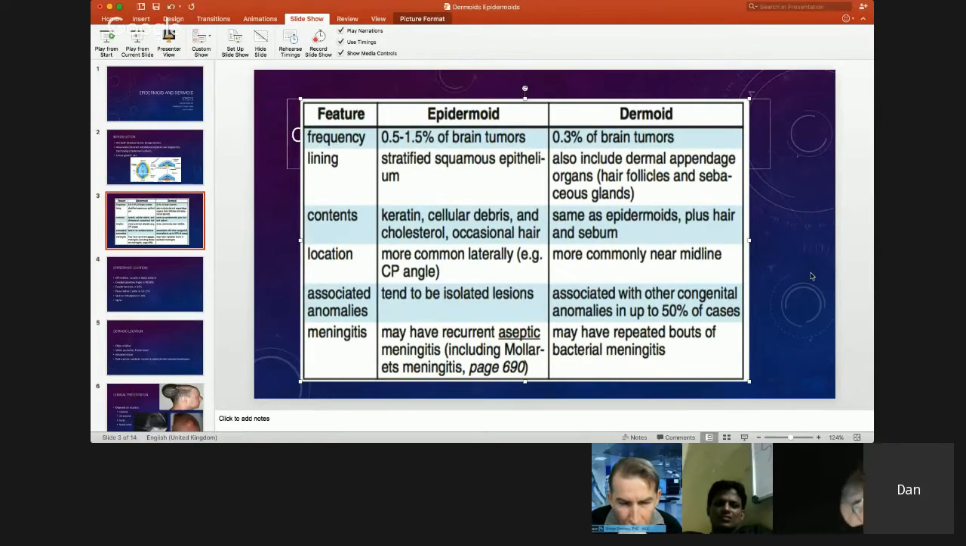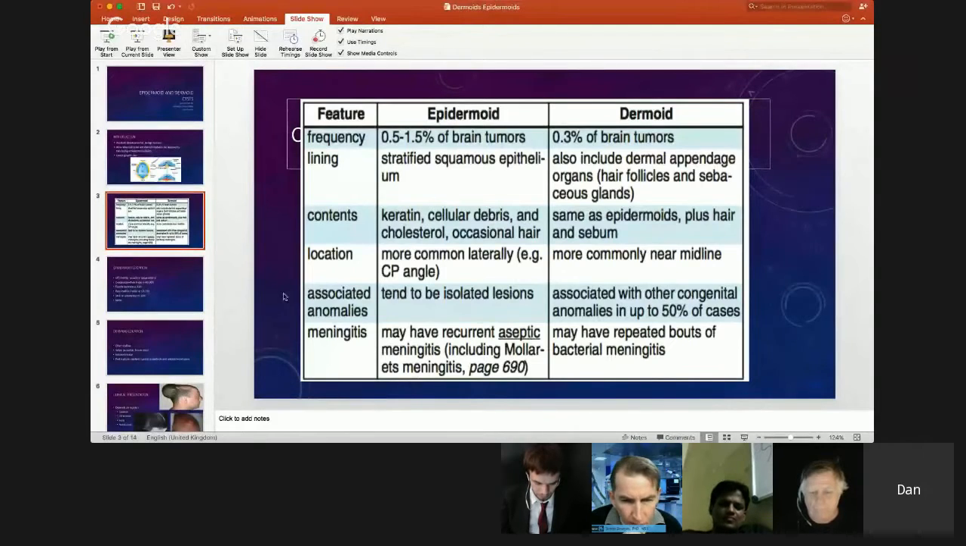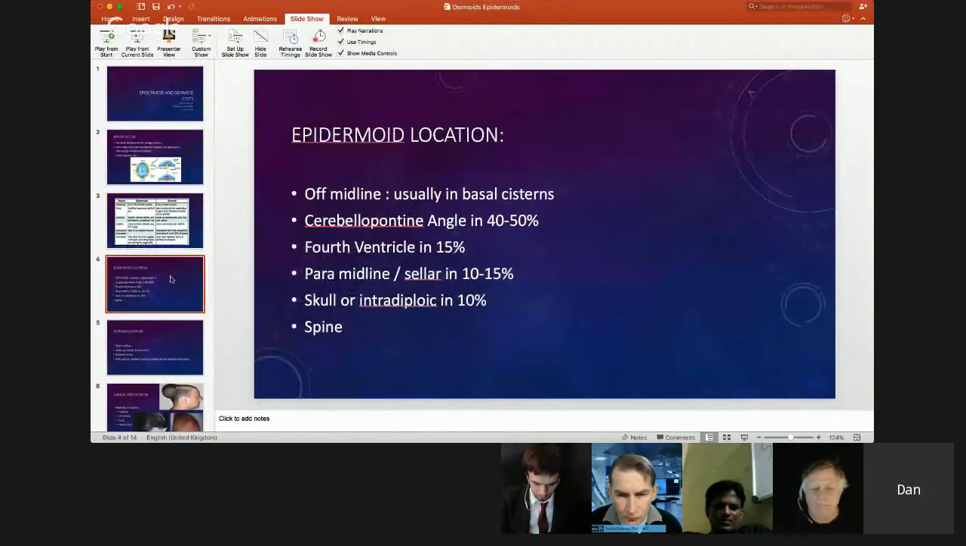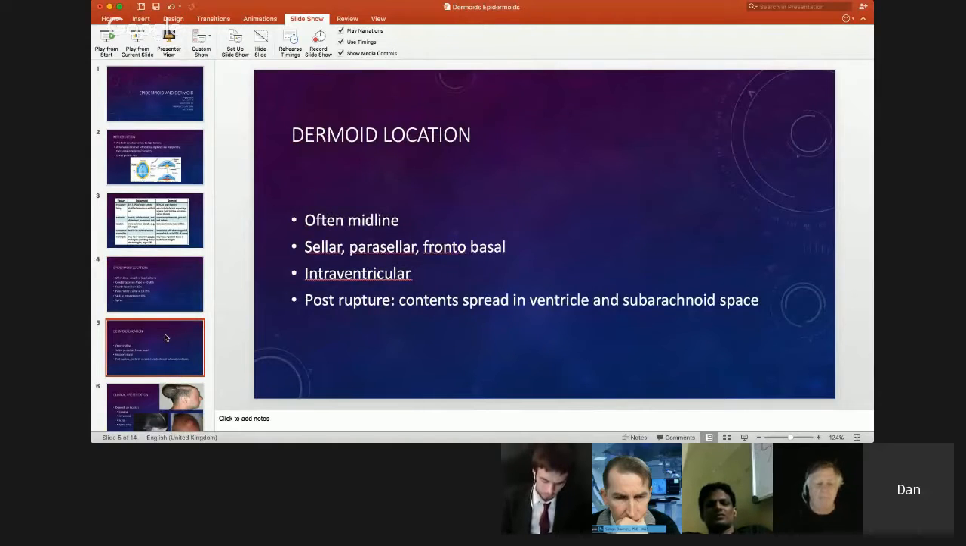In terms of location, as we've said, epidermoids can be off midline, the cerebellopontine angle being the most common at 40 to 50%, but again can also be found in the midline. This is as opposed to the dermoid location, which we've talked about, which is often midline, can be in the paracellar region or in the frontobasal region, and also occasionally ventricular. Dermoids are also known to rupture quite a bit, and post-rupture you can find all these fatty materials spread within the ventricles and also disseminated within the subarachnoid space.